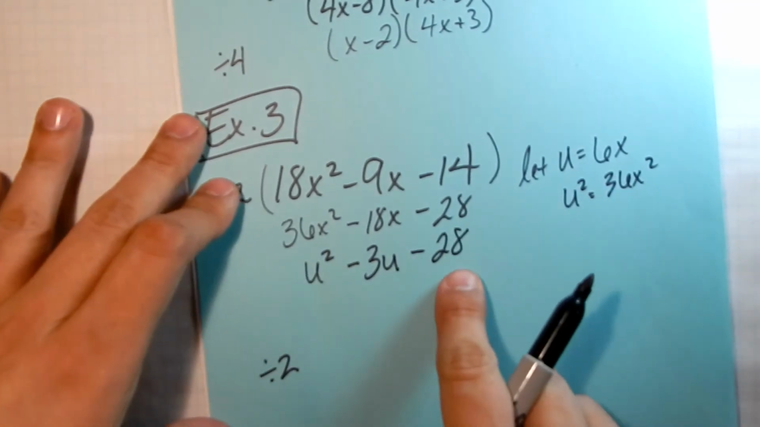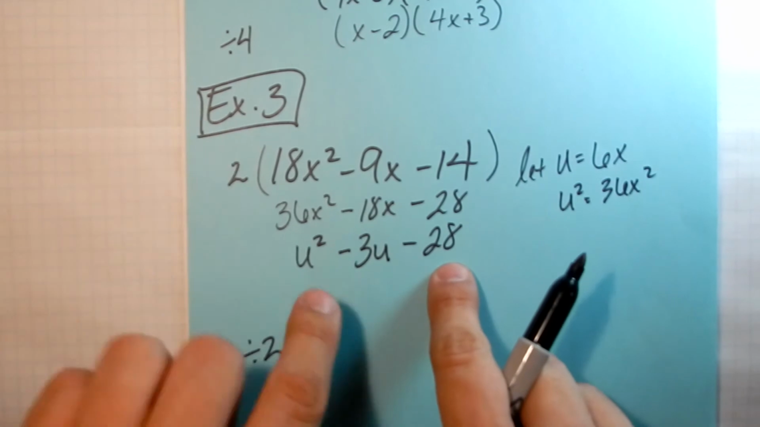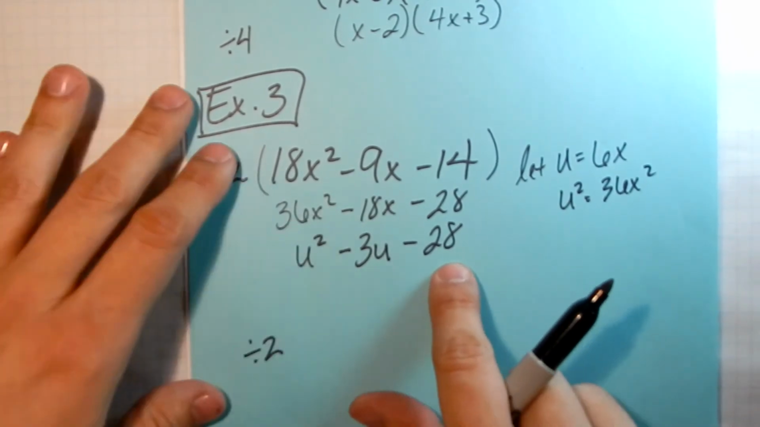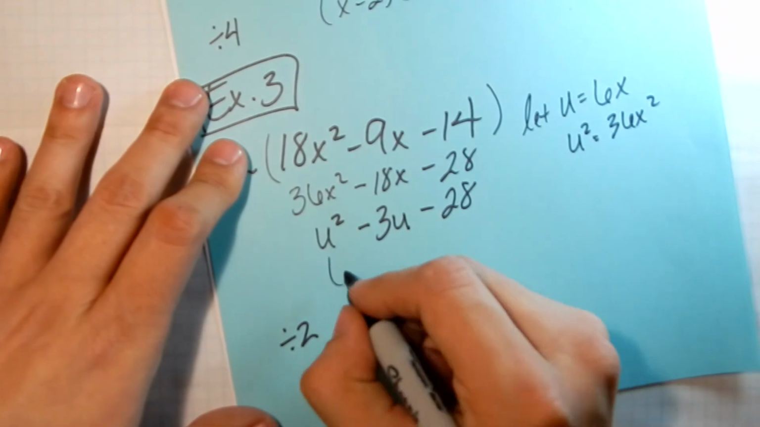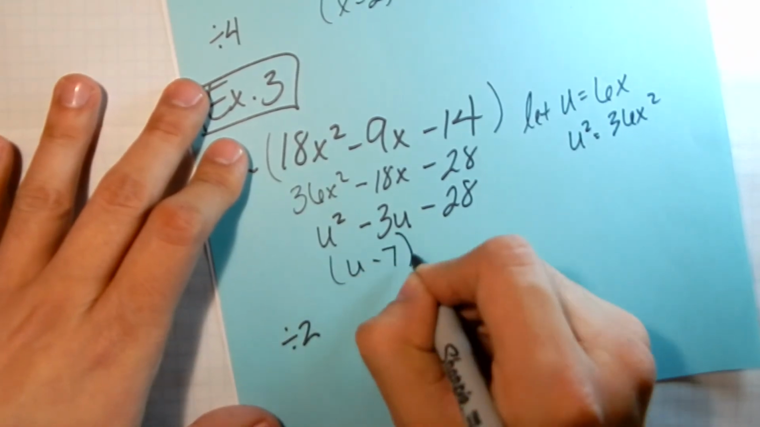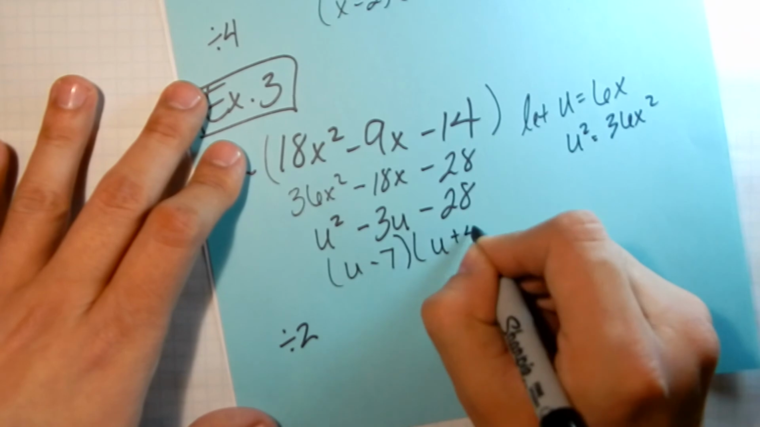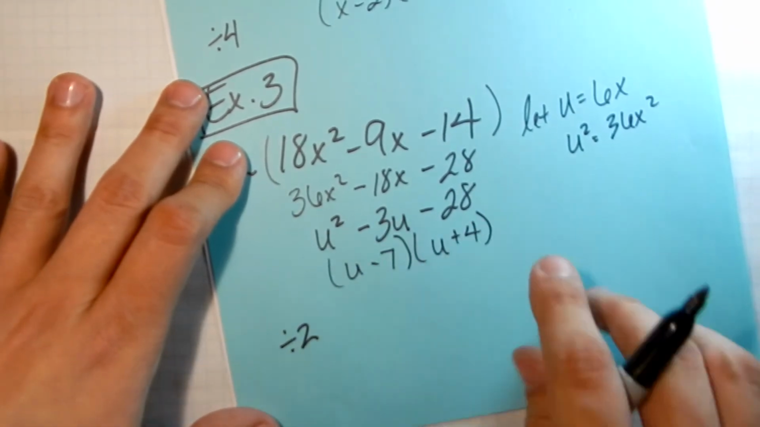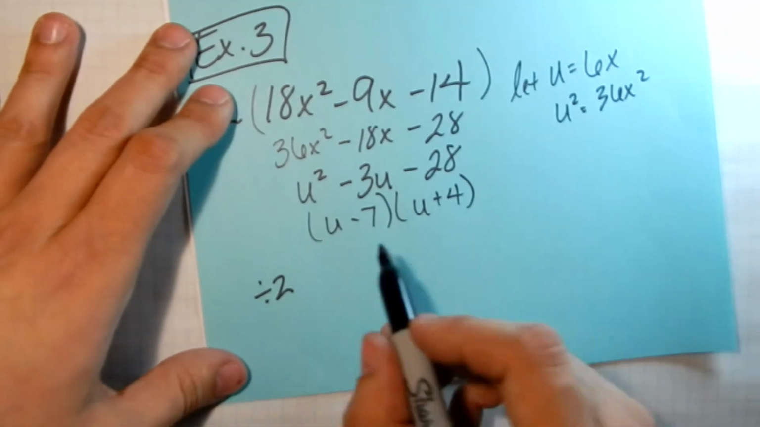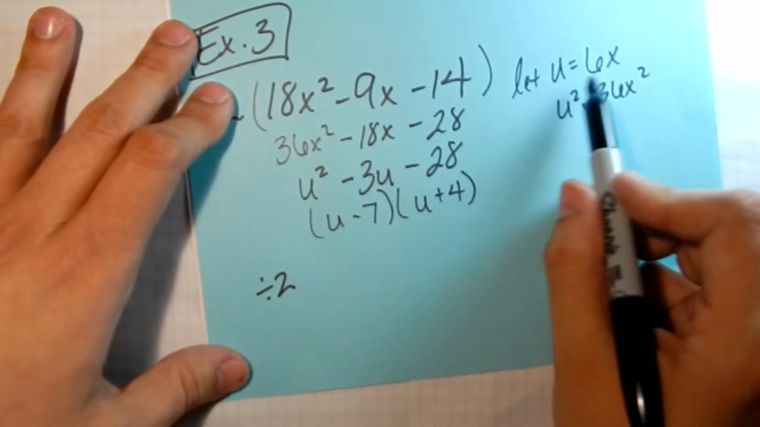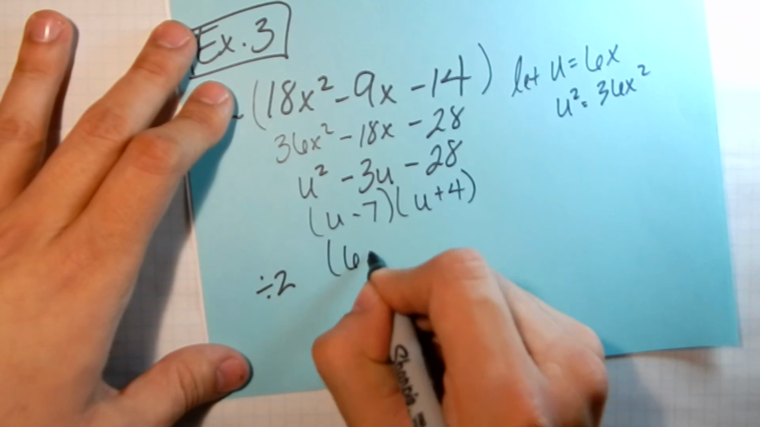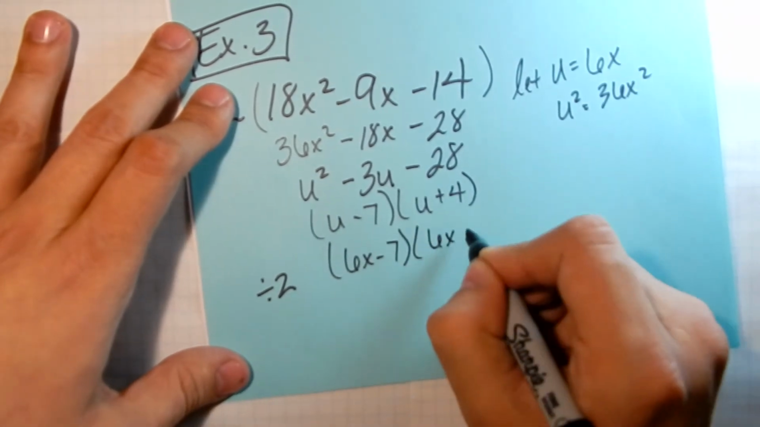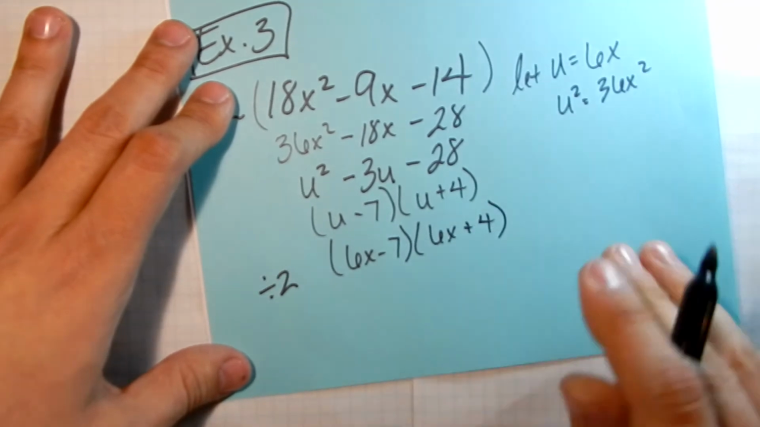So we're looking for factors of 28 that are 3 apart. That's going to be 7 and 4. So we have u minus 7 and u plus 4. Negative 7 plus 4 is negative 3. Negative 7 times positive 4 is negative 28. And then we have to substitute back. So u is 6x. So we have 6x minus 7 and 6x plus 4.